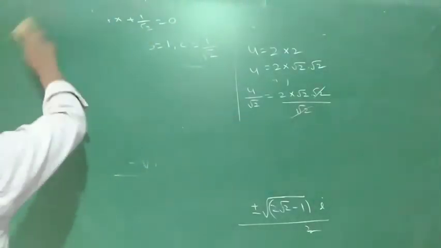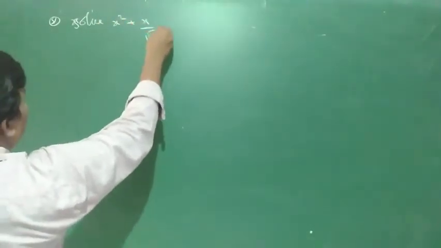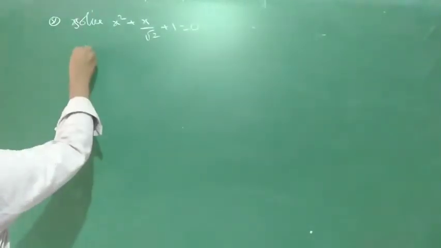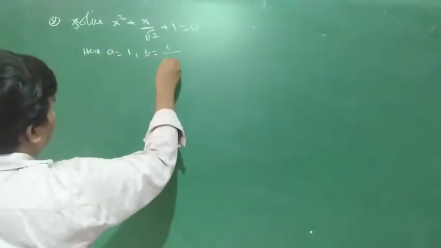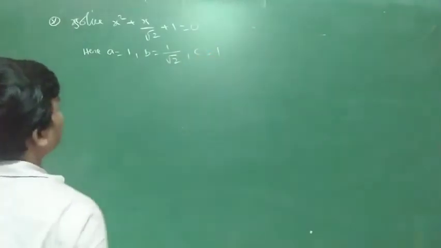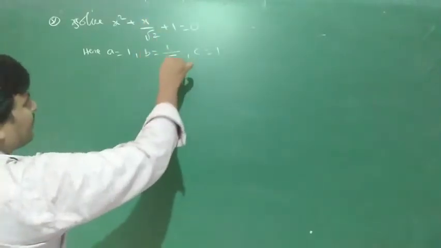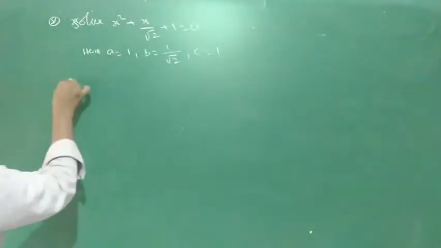So tomorrow, next chapter. Now solve x square plus x by root 2 plus 1 is equal to 0. Here a is equal to what? 1. b is equal to 1 by root 2, c is equal to 1. x square coefficient is a, x coefficient is b, constant is c.